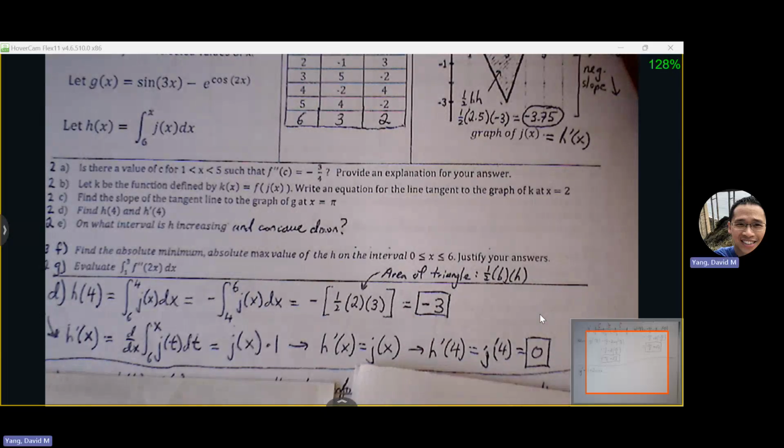And since h prime is j of x, h prime of 4 is simply j of 4, and j of 4 is just the ordered pair of my j graph, just the x-intercept, right? 0.